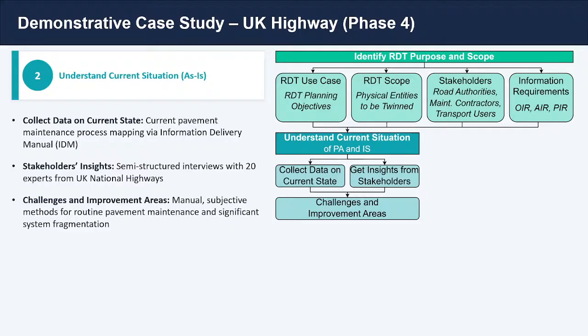To do this, as we can see in our planning framework, it is very important to get insights from stakeholders. So we carried out semi-structured interviews with 20 experts from the UK National Highways in order to map the current pavement maintenance process, and we did this via an information delivery manual. Through these interviews, we could identify the challenges: the reliance on manual subjective methods for routine pavement maintenance and the significant system fragmentation.